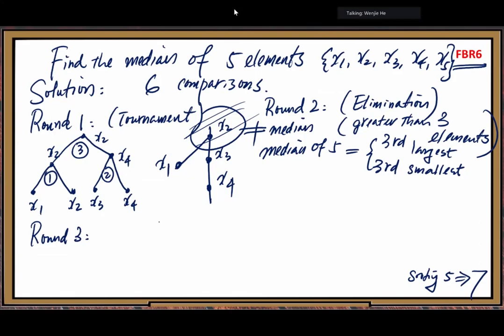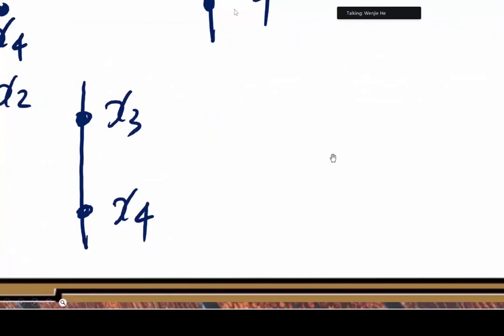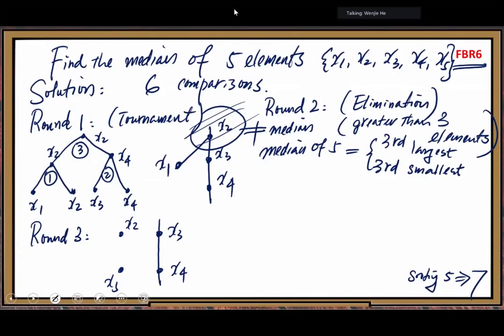After elimination, we have x3, x4, x2 here, and there is x5, unknown x5 here. Now, we need to do comparison number 4. Which 2 elements do you want to compare as comparison number 4 for round 3?